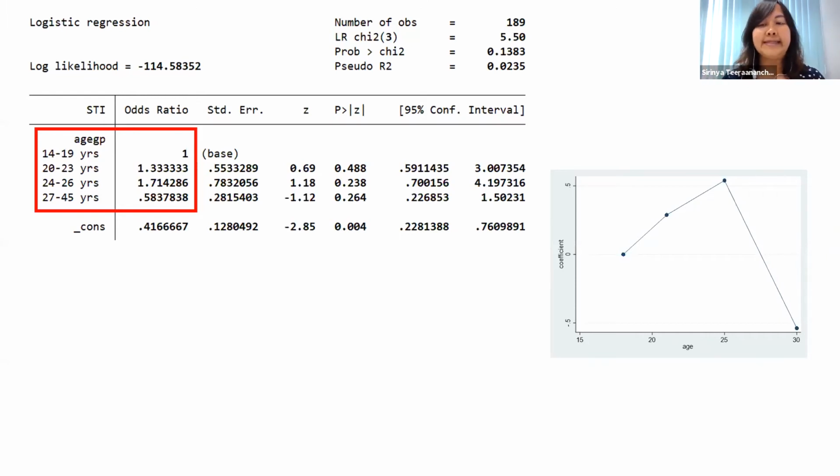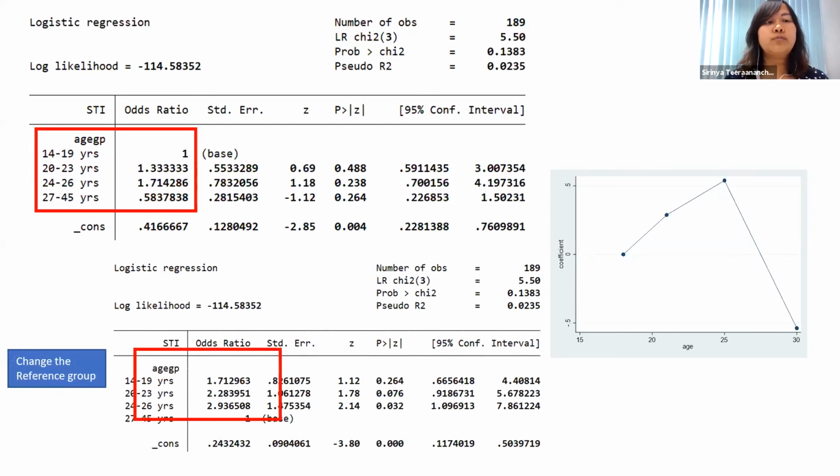So to make it easier to interpret, we can change the reference from the first group to the last group. We will see the last group as the reference. The odds are always in the same direction, which makes the model easier to interpret. So we will see the increasing trend in the risk of STI from the first three age groups. So that makes it easy to interpret.